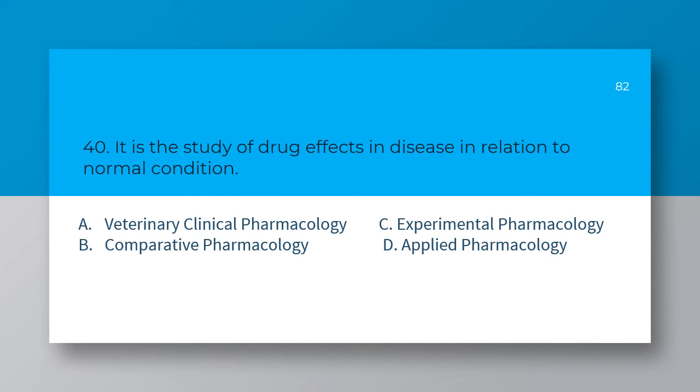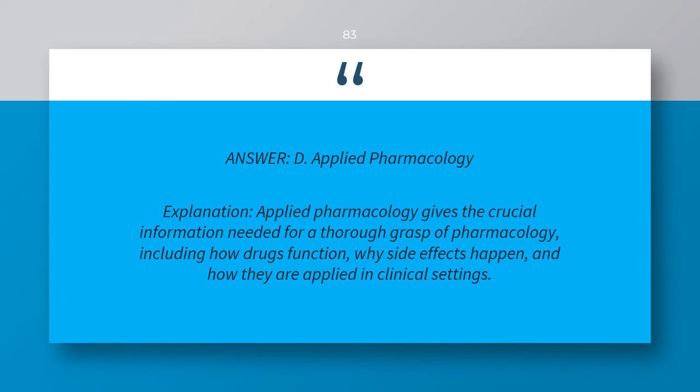Number 40. It is a study of drug effects in disease in relation to normal condition. Answer is D. Applied pharmacology. Applied pharmacology gives the crucial information needed for a thorough grasp of pharmacology, including how drugs function, why side effects happen, and how they are applied in clinical settings.